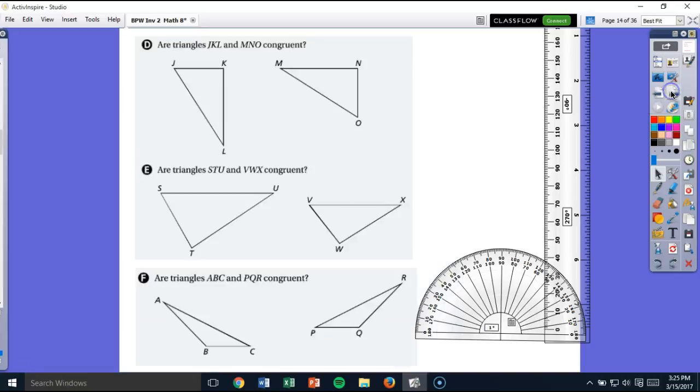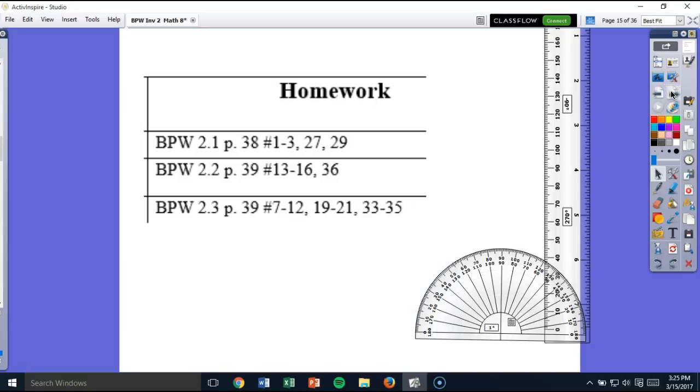All right, that's what you're charged with to do, and then get through that problem and then do ACES 13 through 16 and 36.